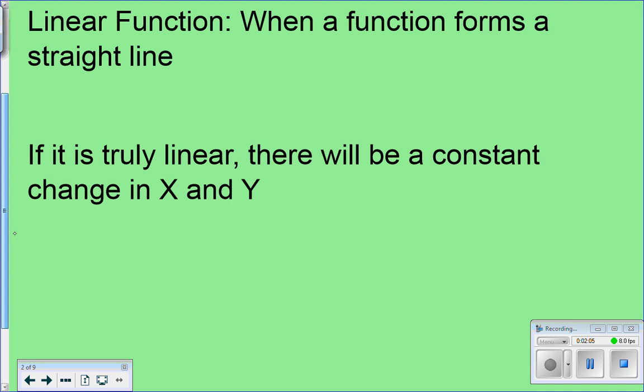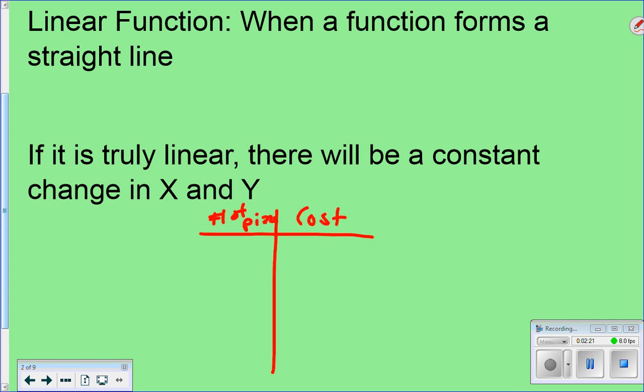Alright, so my little tidbit of information here, it says if something's truly linear, in a straight line, there's a constant change between your x and your y, and you're like, what does that mean? You remember last year when we talked about number of pizza and cost? It was like 1 pizza 6, 2 pizzas 12, 3 is 18. Remember that? Okay, so this, if I would graph this, it's going to be a linear equation because why?